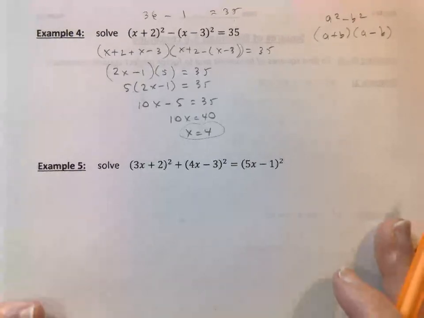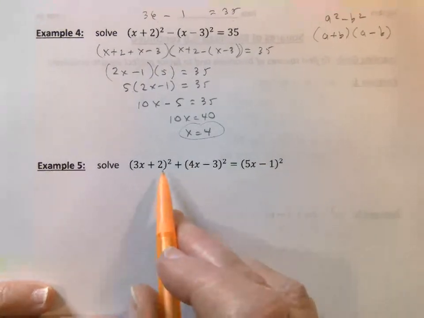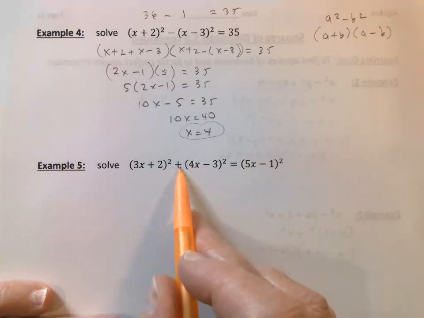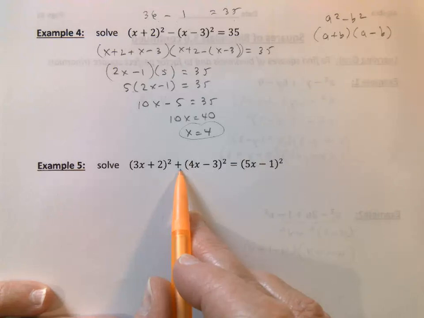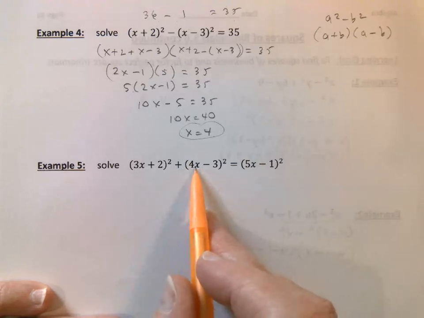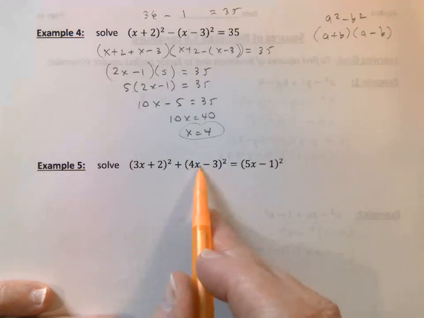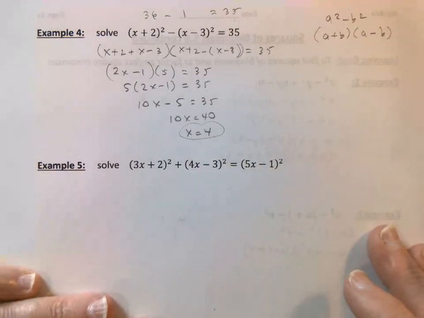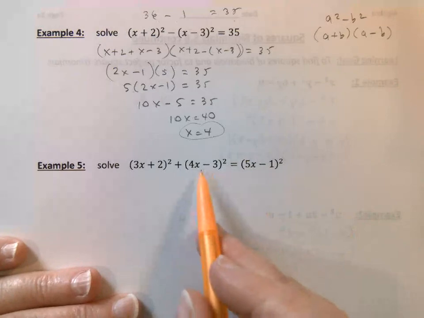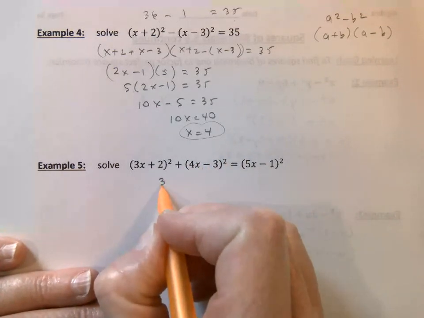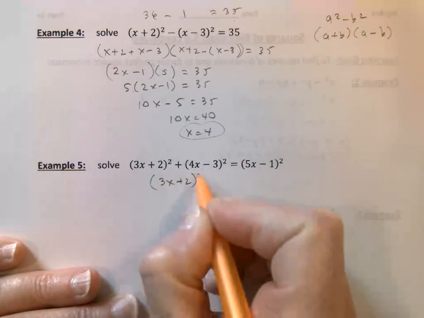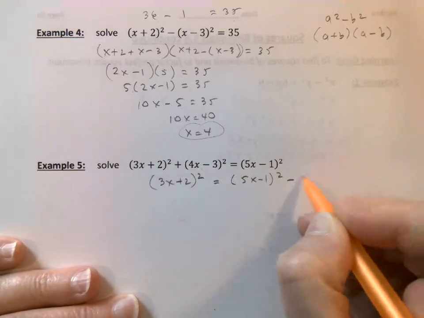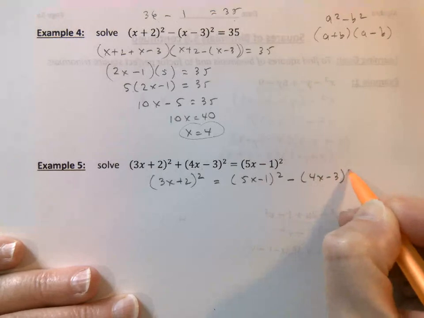All right, let's look at example 5. Perfect square, perfect square, perfect square. However, I'm not subtracting, so this is not the difference of two squares. But if I were to subtract one of these over here, it would be the difference of two squares. So let's just pick one. I'm going to go ahead and pick this one. So this is going to be 3x plus 2 squared is equal to 5x minus 1 squared minus 4x minus 3 squared.